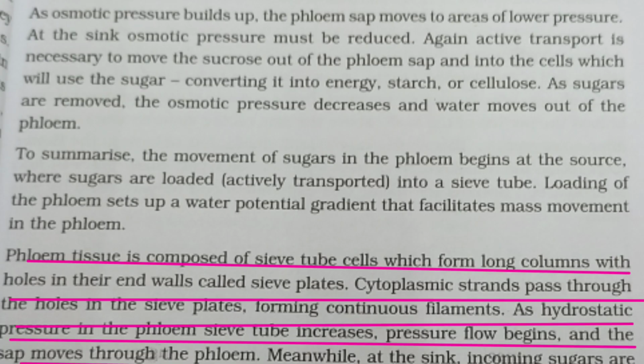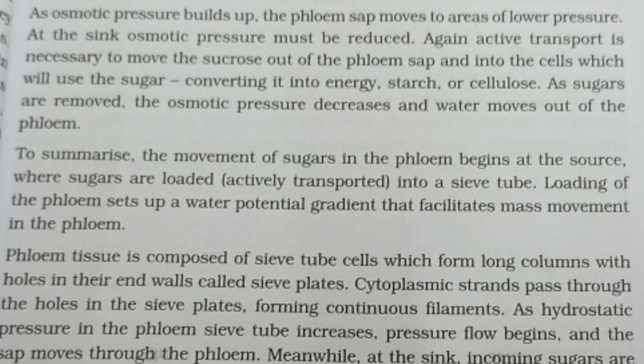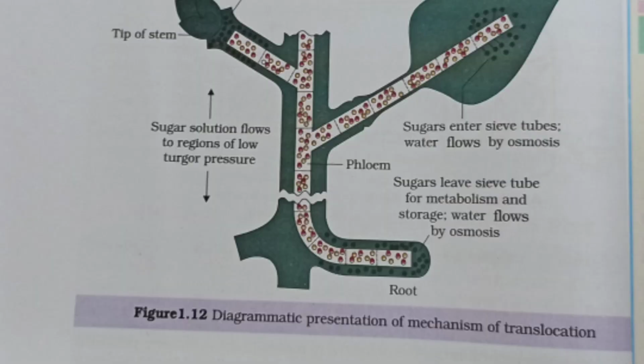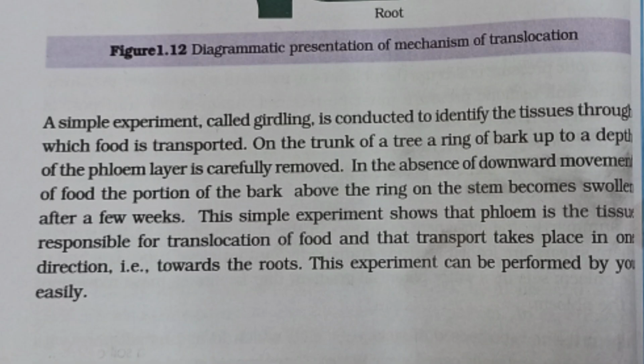Here, phloem tissue is composed of sieve tube cells which form long columns with holes in their end walls called sieve plates. Cytoplasmic strands pass through the holes in the sieve plates, forming continuous filaments. As hydrostatic pressure in the phloem sieve tubes increases, pressure flow begins and the sap moves through the phloem. Meanwhile, at the sink, incoming sugars are actively transported out of the phloem and removed as complex carbohydrates. The loss of solute produces high water potential in the phloem and water passes out, returning eventually to the xylem.